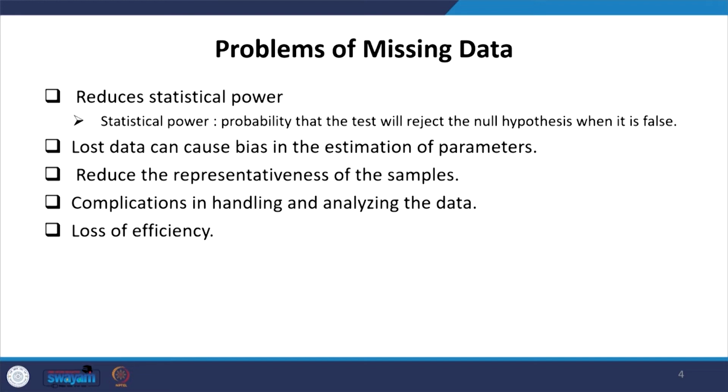The problems of missing data are like lost data. Missing data or lost data can cause bias in the estimation of parameters. The missing data may result in less representativeness of your sample, and this missing data is generated due to complications in handling and analyzing the data. This has a huge connection with the loss of efficiency in your results or in your data.